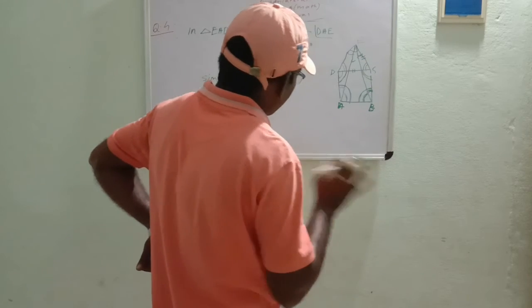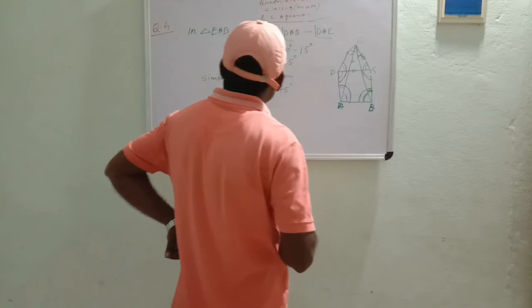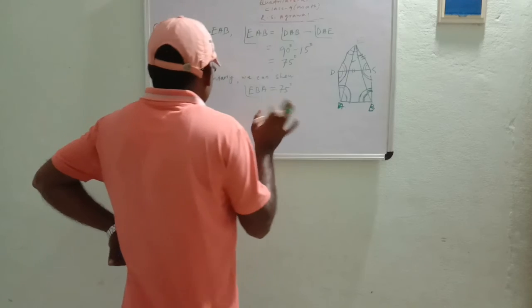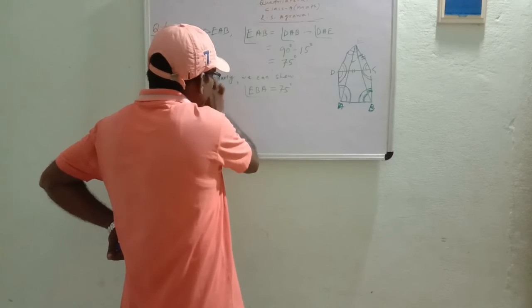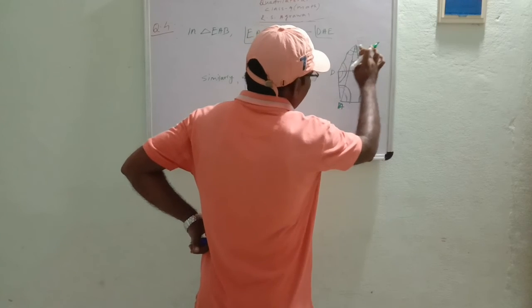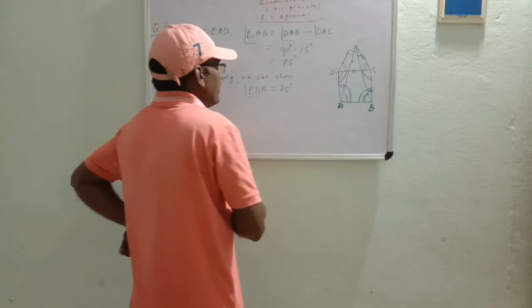So you need not write all these things. You simply write similarly, we can show angle EBA equal to 75 degree.